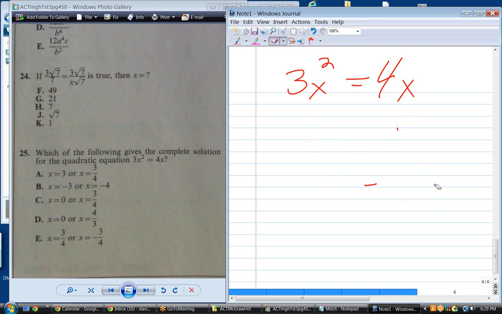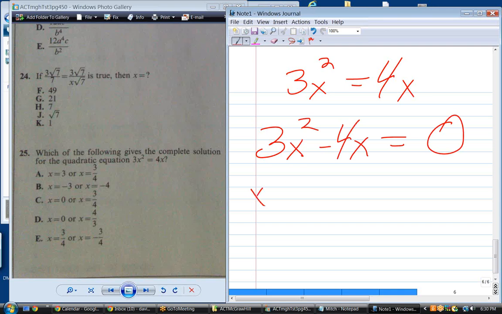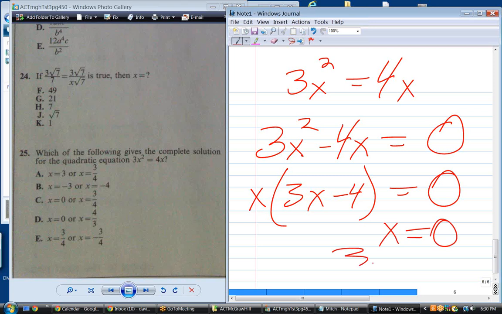It's not to divide both sides by x as your first step. The proper first step is to subtract 4x from both sides. Now you have 0 on the other side. And now factor out an x so that you have 3x minus 4. And now you have the product of two things equals 0. That means either x equals 0 or 3x minus 4 equals 0, which means x would be 4/3. So you immediately get these two solutions.